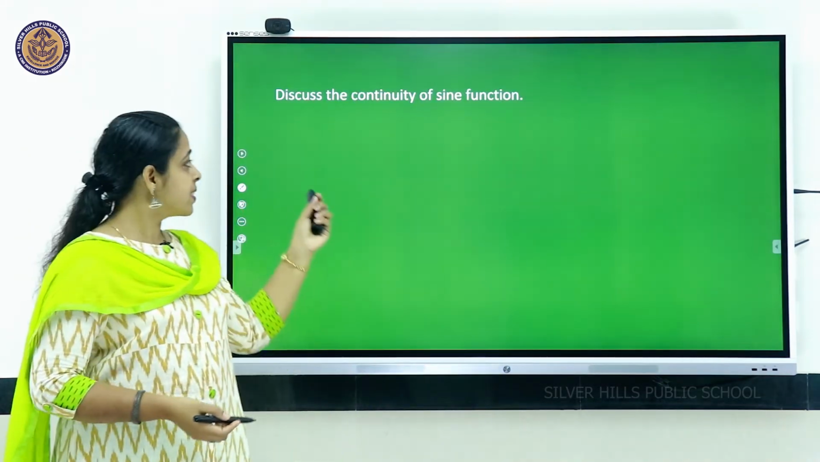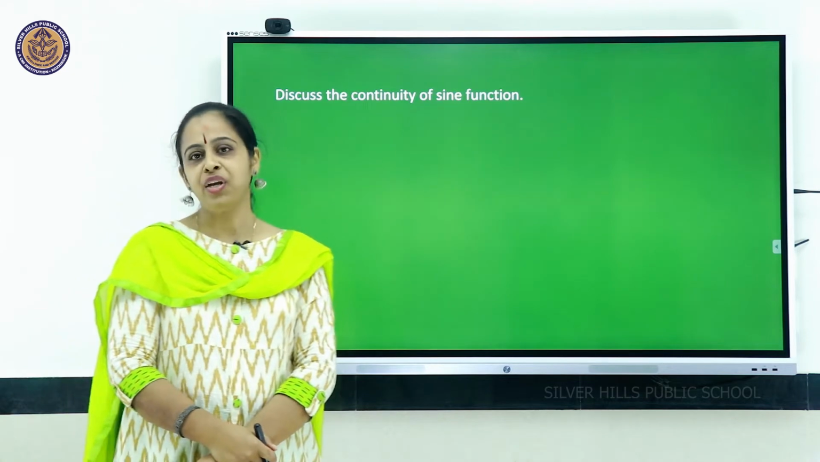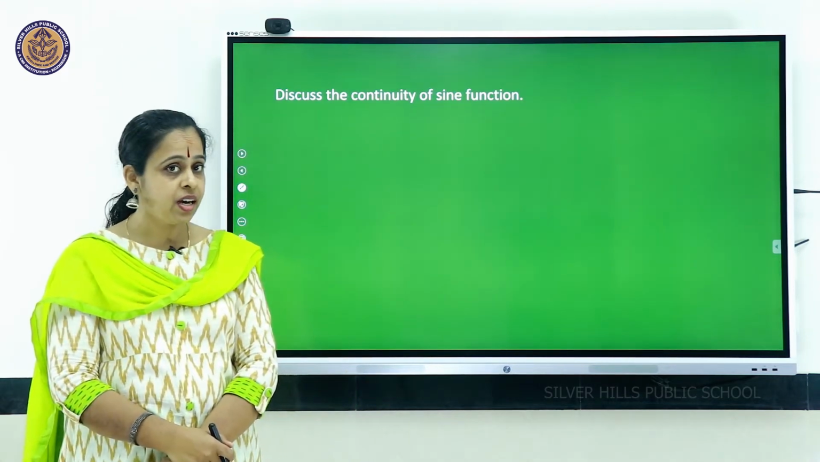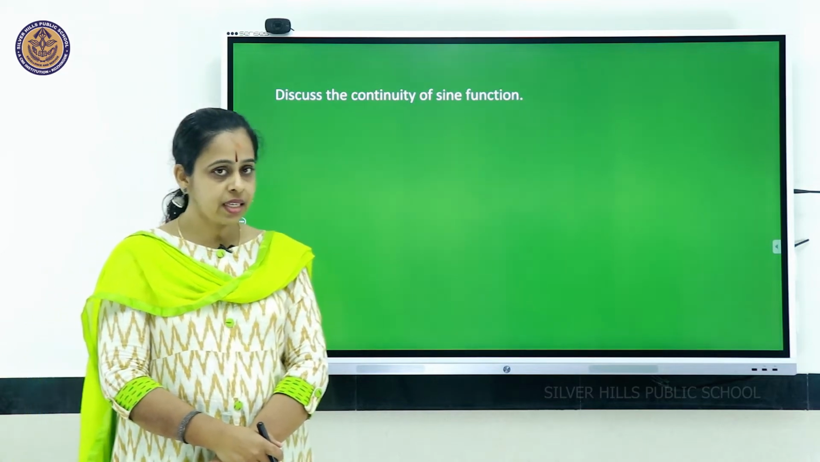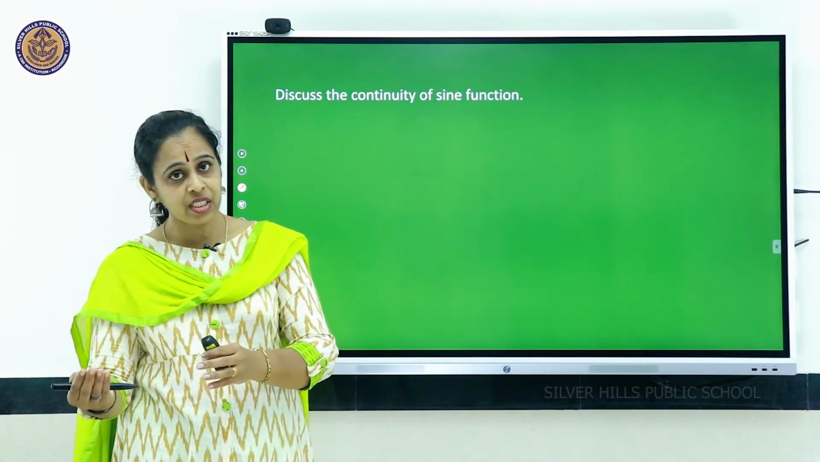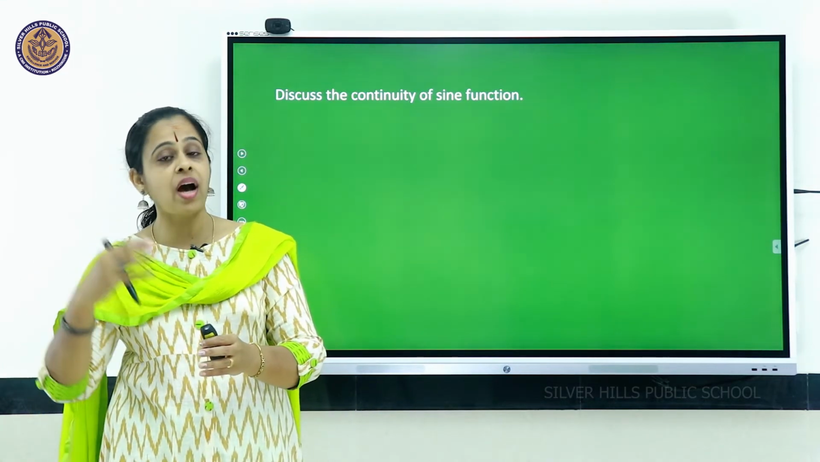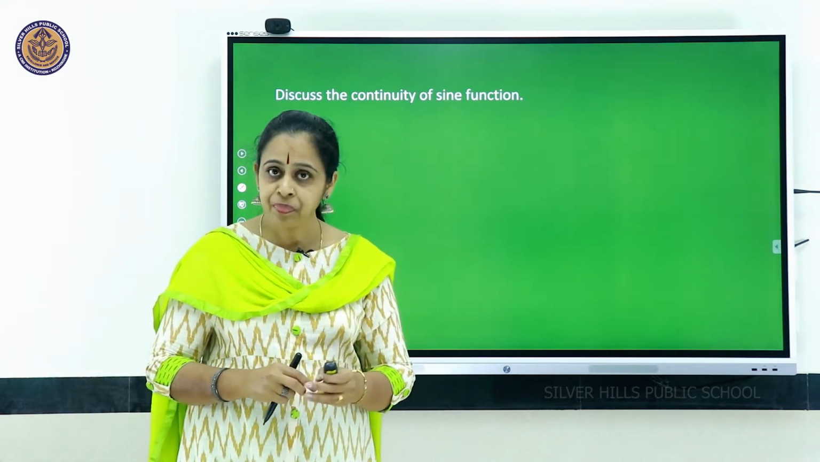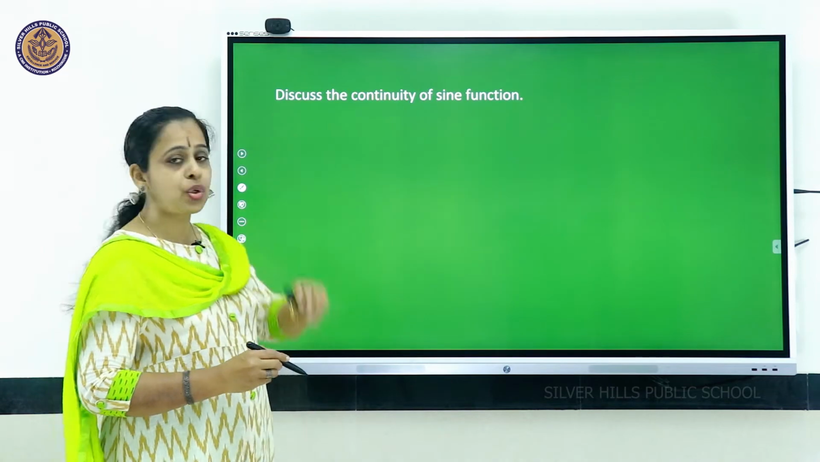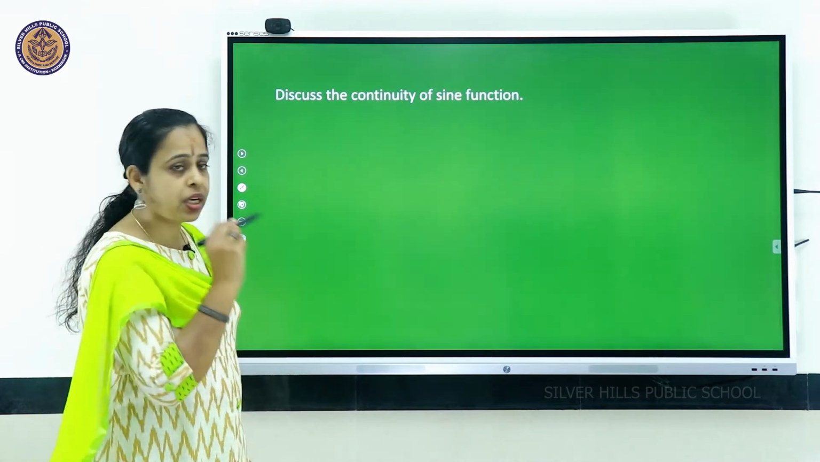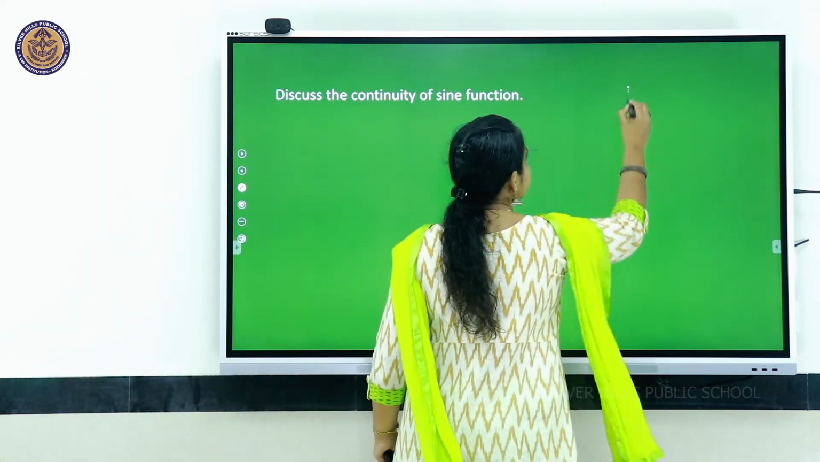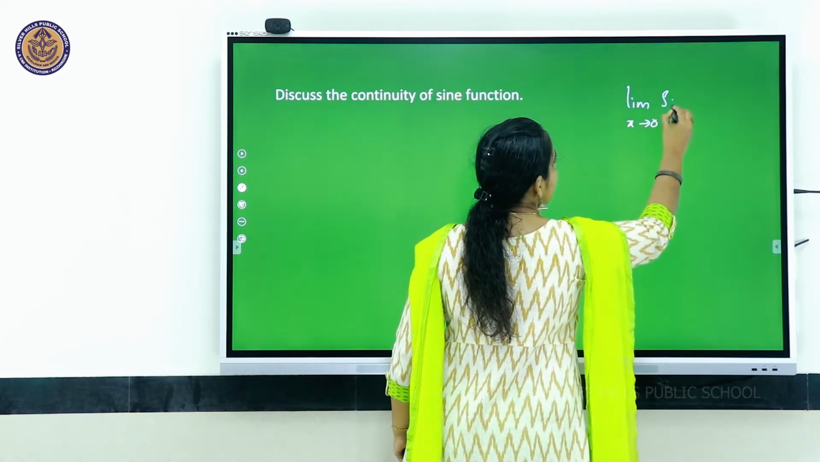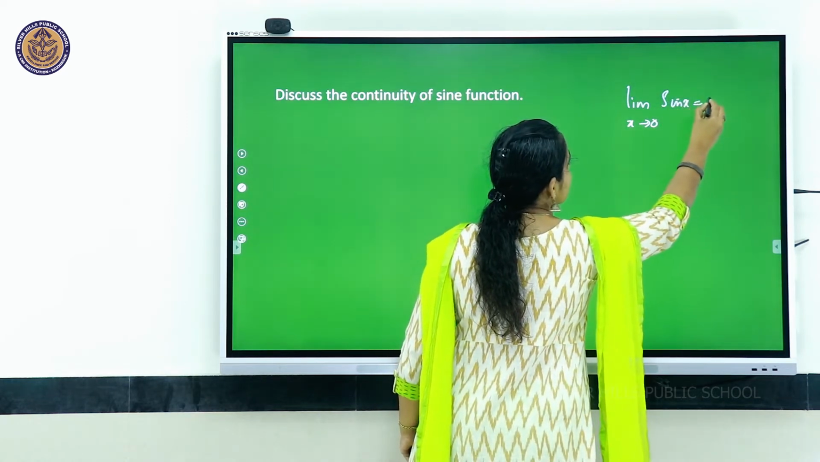Now, let us discuss the continuity of the sine function, a trigonometric function. So, what is our f of x here? Sin x, correct? If we conclude it is continuous for sin x, we can see that other trigonometric functions will also be continuous. Now, when we start with this function, we should keep in mind limit x tending to 0, sin x is equal to 0.